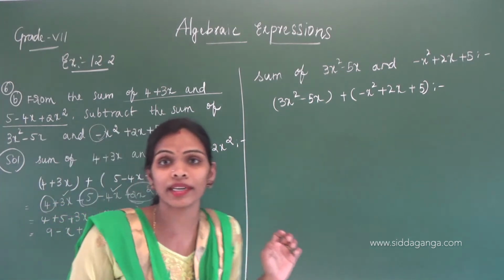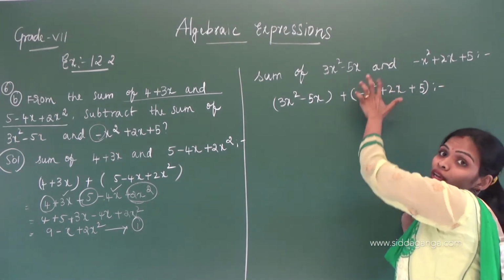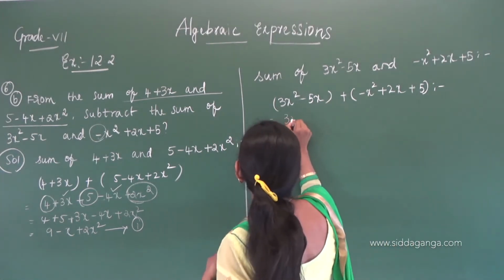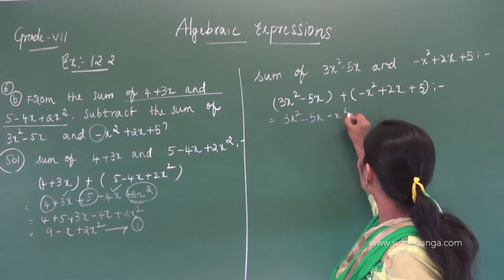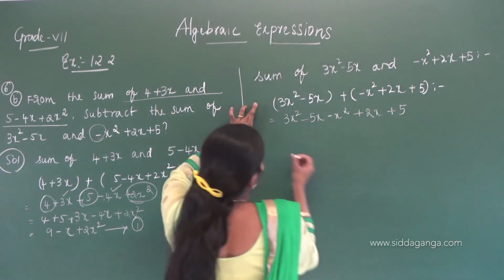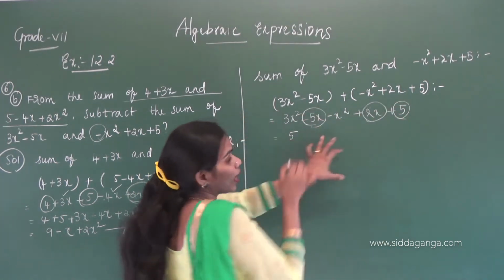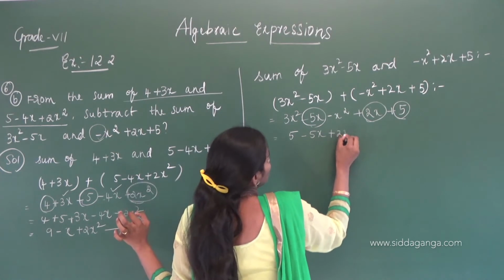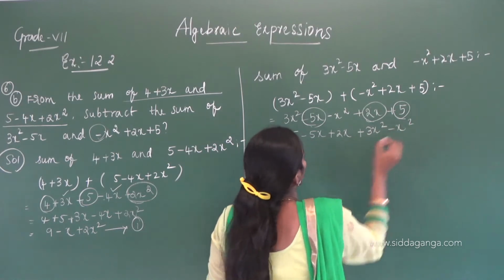In yesterday's class also we did the same thing. From here onwards, instead of minus x square, I took x square there, and we had to change that. Whatever is in the expression, 3x square minus 5x, we have to write minus x square plus 2x plus 5. We write the constant terms first, then the x terms minus 5x plus 2x, and then the x square terms plus 3x square minus x square.